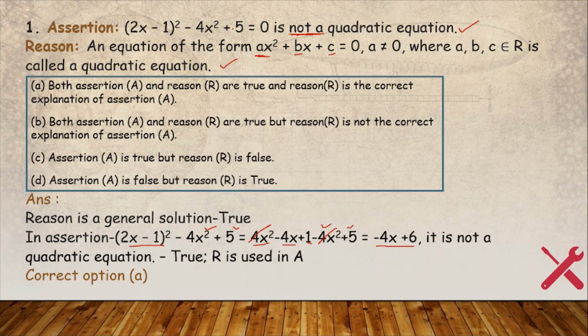The reason explains about this particular question only. What is a quadratic equation? What is the condition? So it has a connect. The reason is a proper explanation to the assertion. So we can go for option A. Very well, we can go for option A.